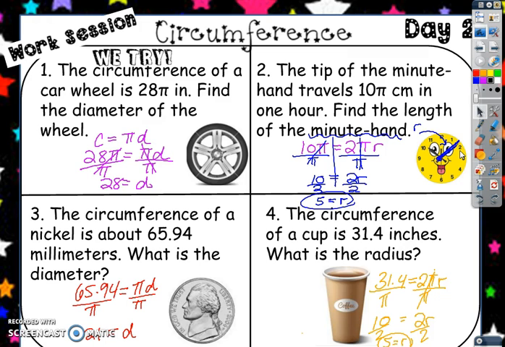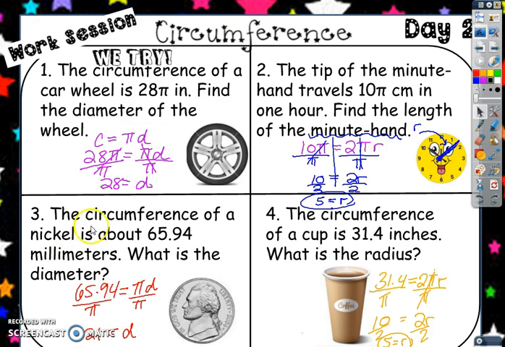So we are going to use our C equals 2 pi r formula. We're going to plug this entire expression, 10 pi, in for our C. 10 pi equals 2 pi r. Then we'll divide by pi. That's our first step. They cancel again on both sides. We're left with 10 equals 2r. Then we divide by 2, and 5 equals r. So the radius of our clock, the length of our minute hand, is 5 centimeters.